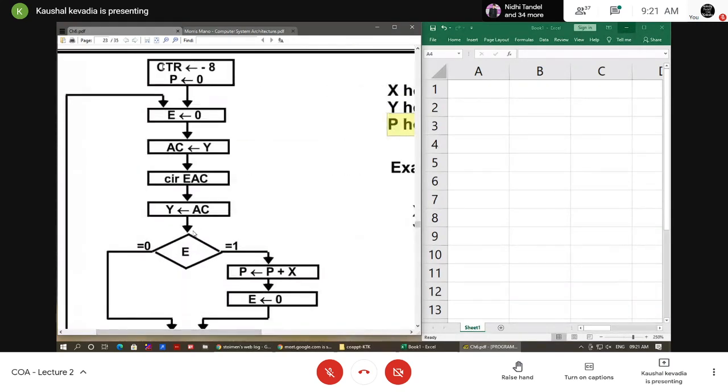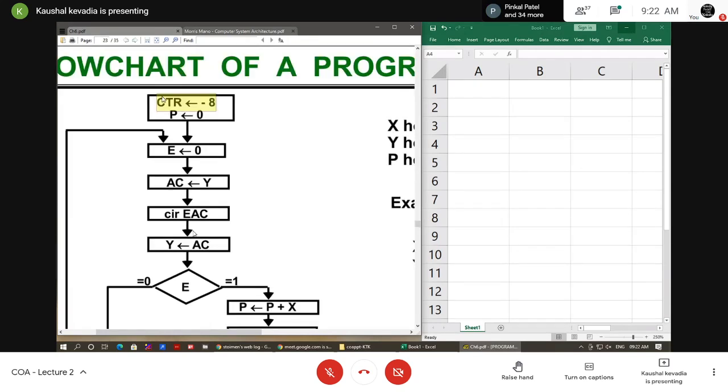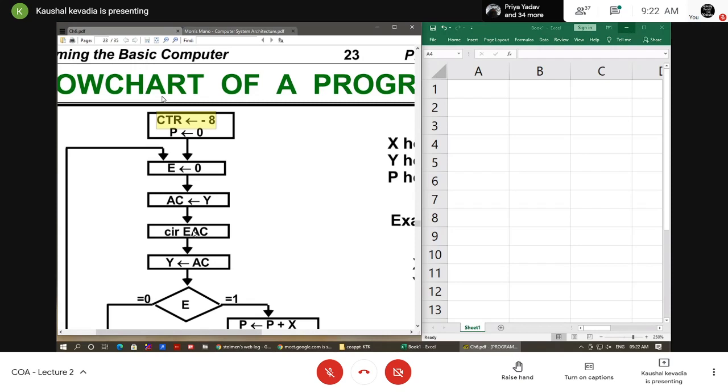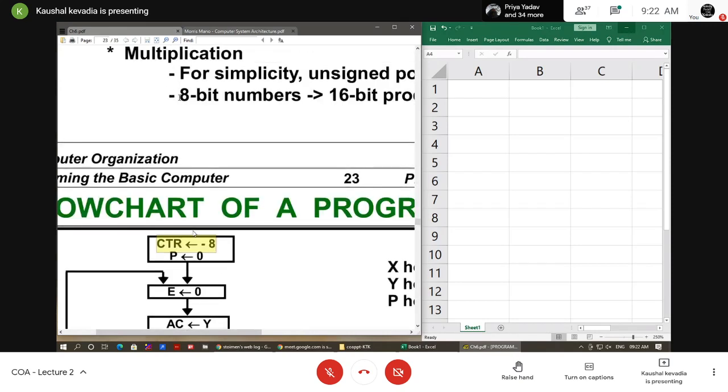What our algorithm tells us is that first CTR is equal to -8, because we have to calculate each bit. Okay, so here it is mentioning that I have to use 8-bit numbers. Whichever numbers are there, I want to represent them using 8 bits.